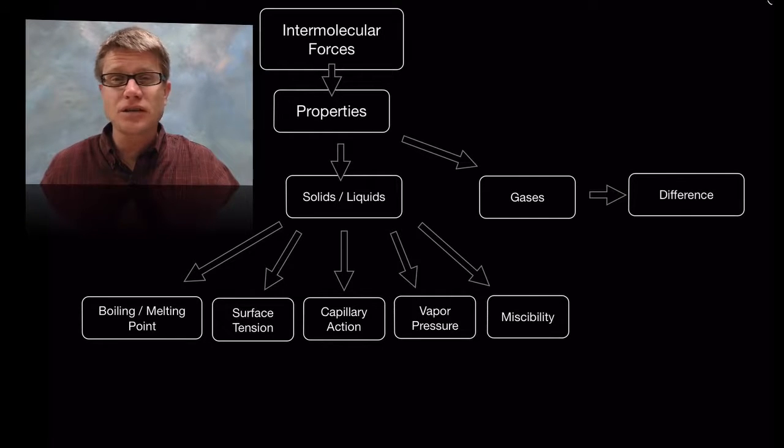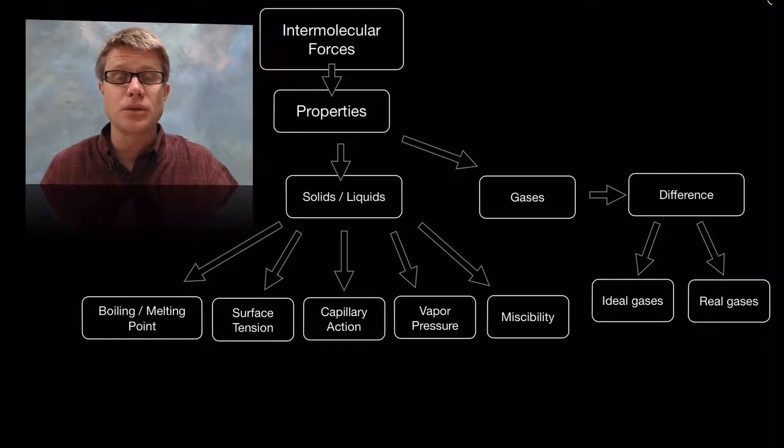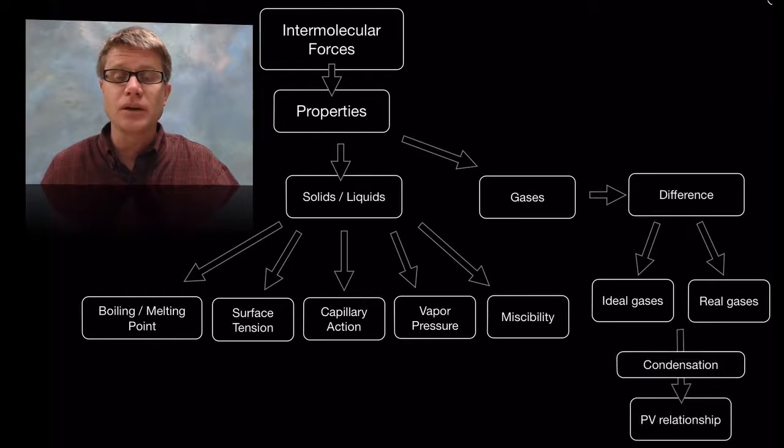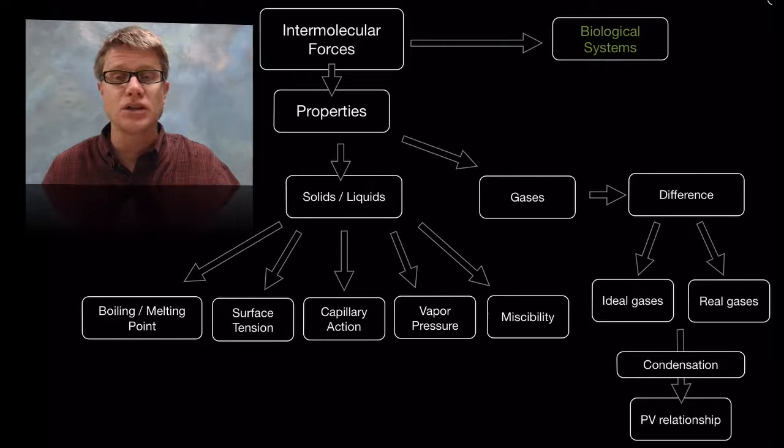And in gases, there's not too many intermolecular forces because they're moving around really, really quickly. But when there are intermolecular forces, they explain the difference between an ideal gas, which can be explained using the ideal gas law, and real gases. And this usually occurs towards condensation. We can use a PV relationship to find it.